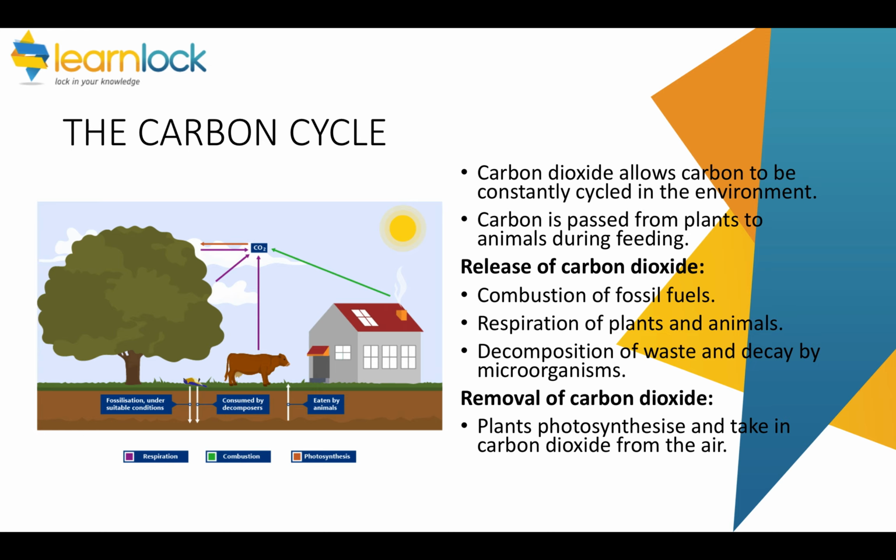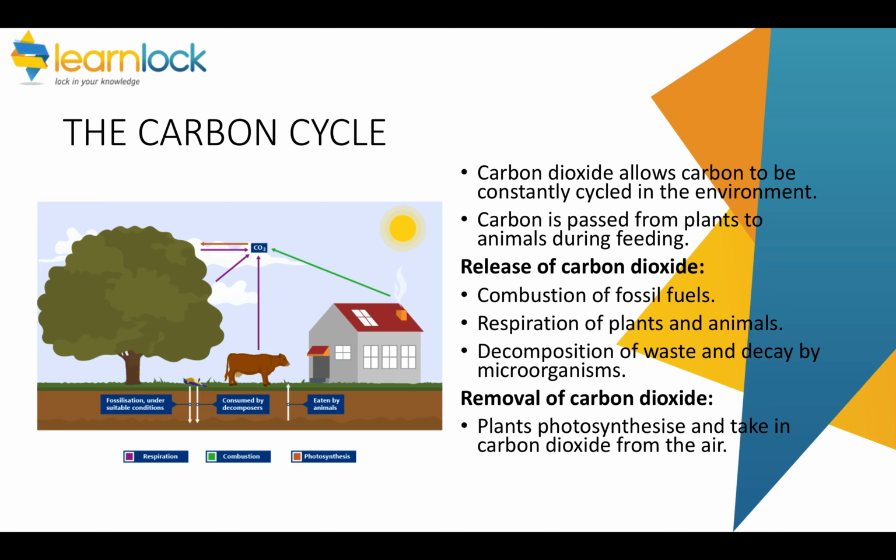Another thing that releases carbon dioxide into the air is combustion of fossil fuels and, again, respiration of bacteria, so decomposition. Now, if all these things are releasing carbon dioxide into the air, what's taking it back is the plants, and that's during photosynthesis. So they take in carbon dioxide. And then, of course, animals eat plants, and the carbon gets passed on into the animals, and the animals breathe, and the carbon dioxide comes out.